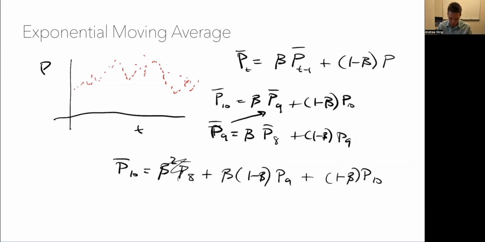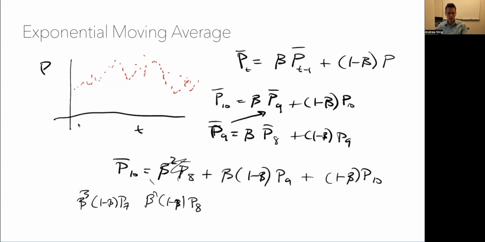So if I kept expanding this, I'd get something like beta squared times 1 minus beta times P8. I'd get beta cubed times 1 minus beta times power 7. So what you can see is that it's discounting all these former ones. I've got 1 minus beta times my current one. All of these have a 1 minus beta, but then they're multiplied by beta, beta squared, beta cubed. So if beta is 0.9, for example, pretty soon these terms are very, very small. But instead of actually having to save all these numbers, I didn't have to save 9, 8, and 7. I just had to save my current running average. Okay, so that's the exponential moving average.